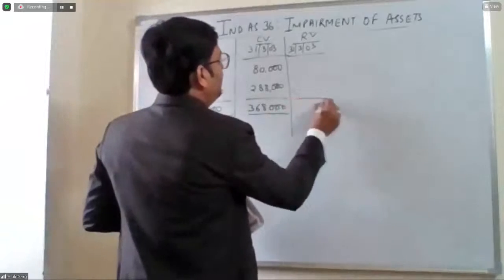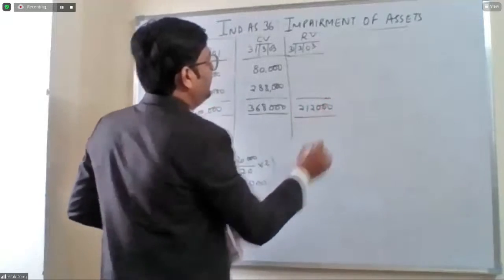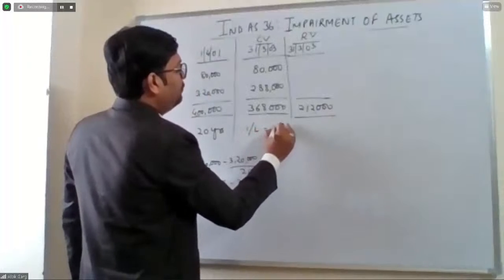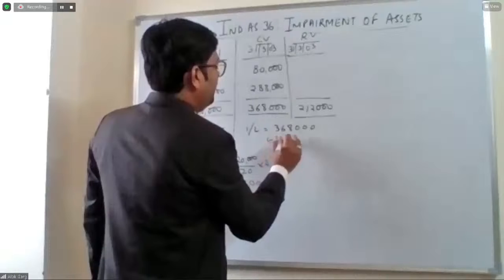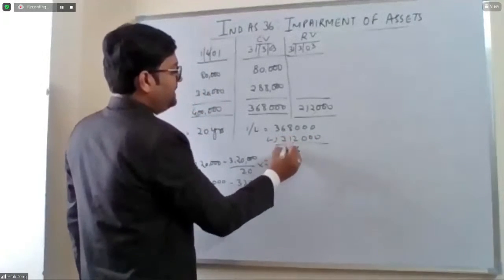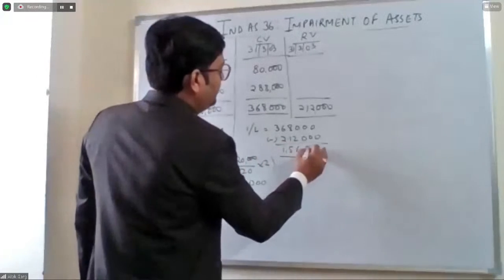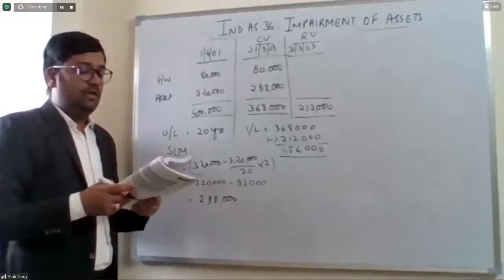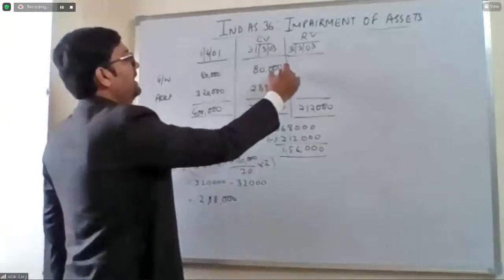2,12,000. So now what is the impairment loss? If it is 2,12,000, then what is the impairment loss? So impairment loss is equal to 368 minus 2,12,000, which is 8 minus 2, 6, 6 minus 1, 5. Okay. So it is 1,56,000. So this 1,56,000 has to be charged to both the assets.